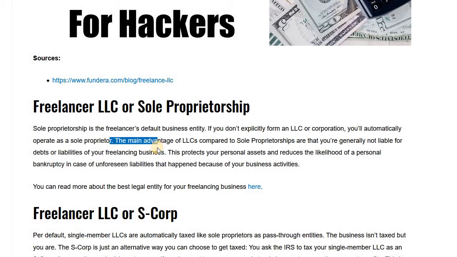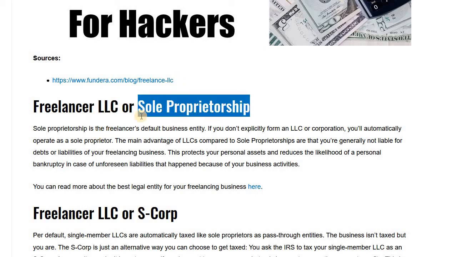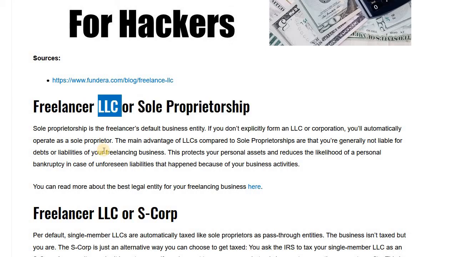The advantage of an LLC compared to a sole proprietor is that you are not liable for debts or liabilities of your freelancing business, and this protects your personal assets. So if possible, you should go for the LLC route and not the sole proprietorship route, because this can have a potentially devastating effect on your personal finances. So go the LLC route if possible.